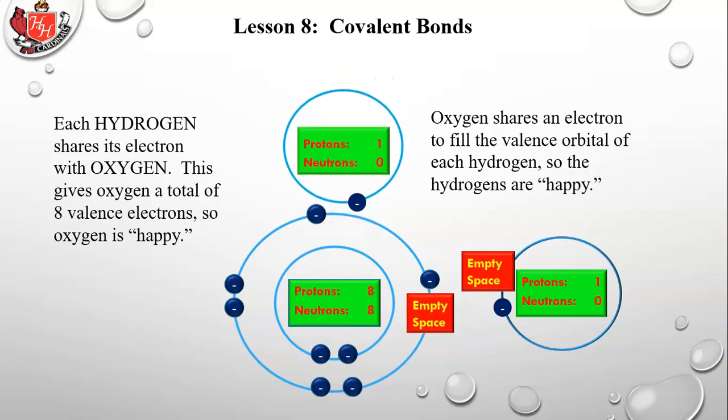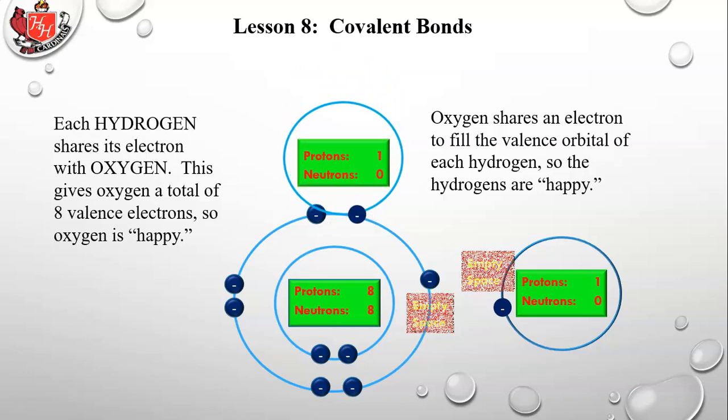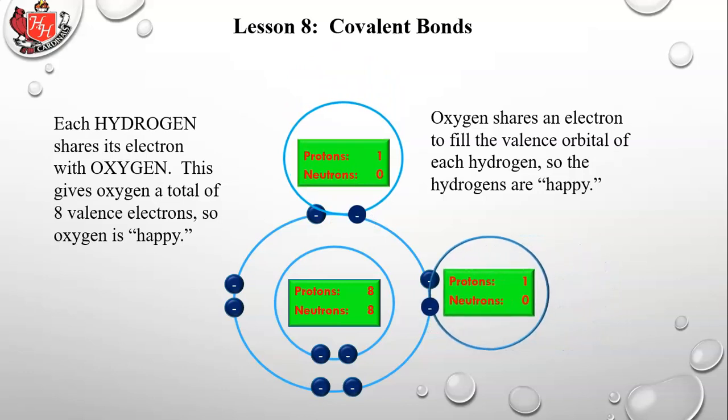So we take that, we put those 2 together. We take that away and we put those 2 together. So those are the shared electrons. Neither hydrogen could pull oxygen's electron away from it, nor could oxygen pull either hydrogen's electrons away from it. So they agree to share.